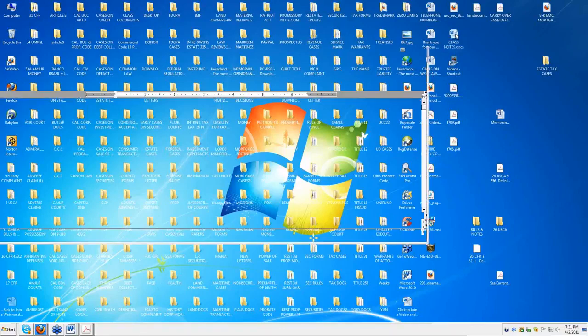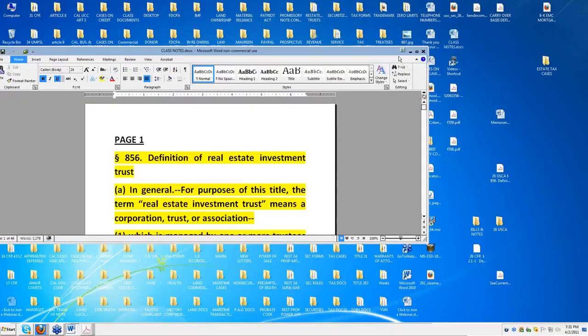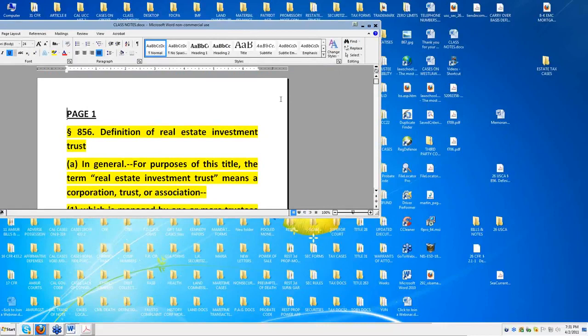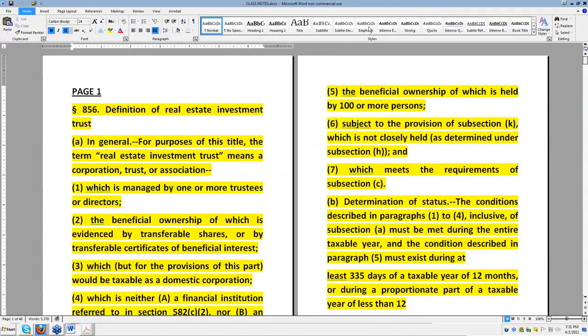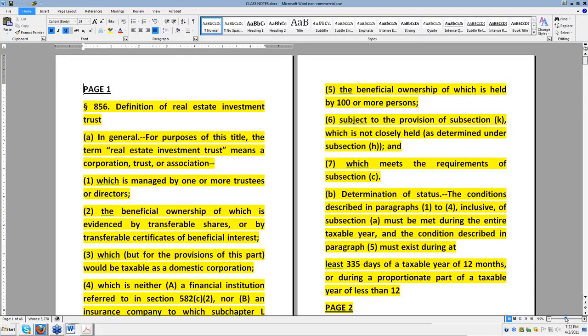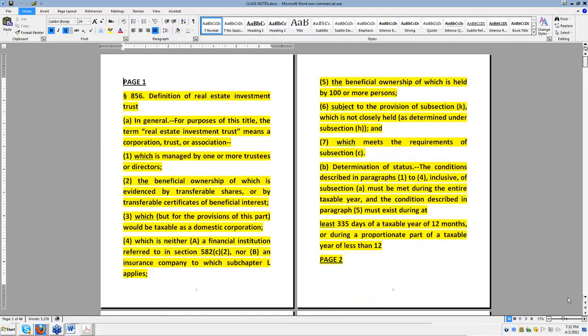This is how you learn. Now I'm going to go over why your loan was in default at closing. This proves it. This is an IRS document. Section 856, definition of real estate investment trust. A, in general, for purposes of this title, the term real estate investment trust means a corporation, trust, or association which is, 1, managed by one or more trustees or directors. 2, the beneficial ownership of which is evidenced by transferable shares or by transferable certificates of beneficial interest. 3, which, but for the provisions of this part, would be taxable as a domestic corporation. 4, which is neither A, a financial institution referred to in Section 582(c)(2), nor B, an insurance company to which subchapter L applies.